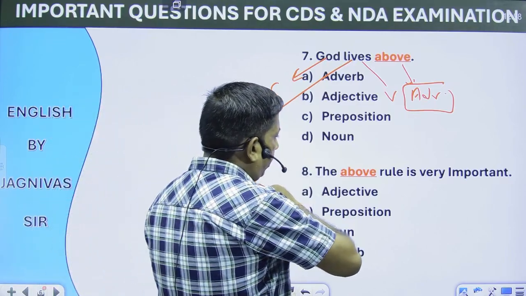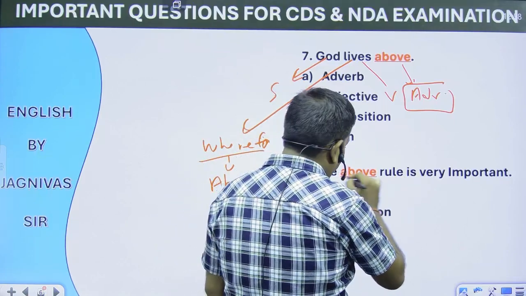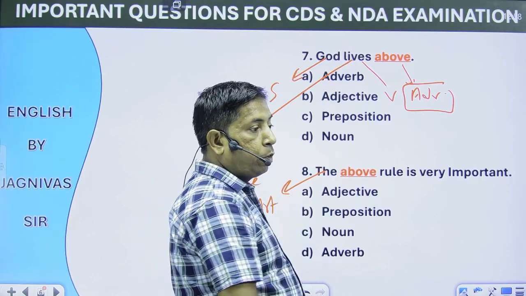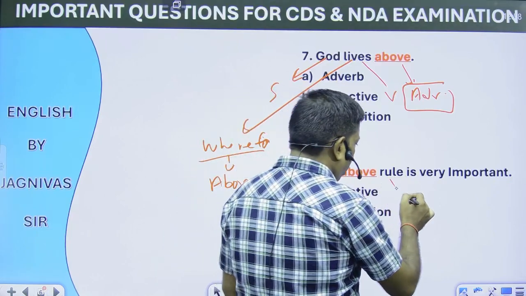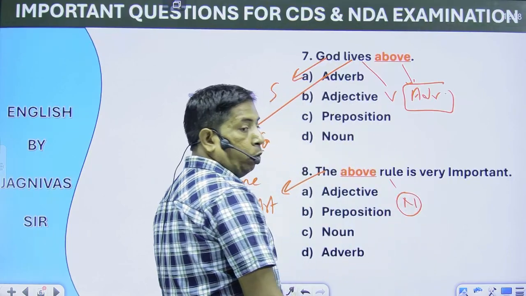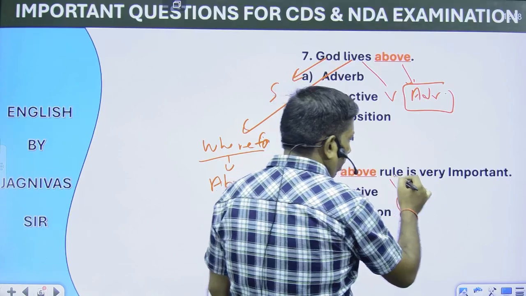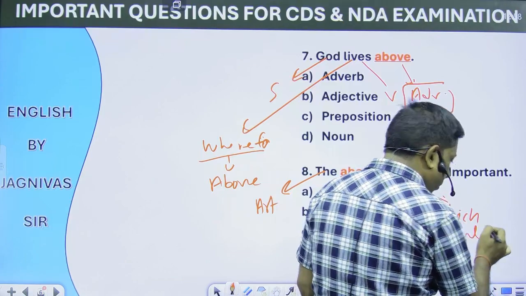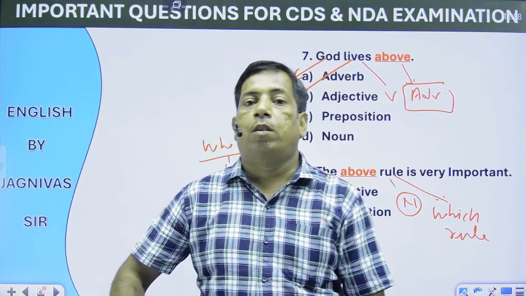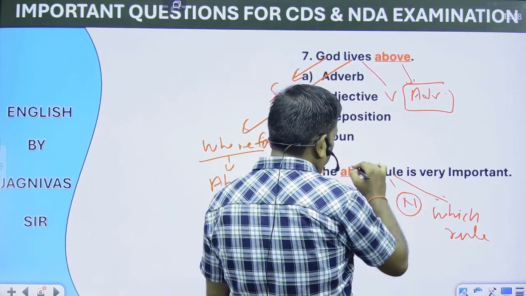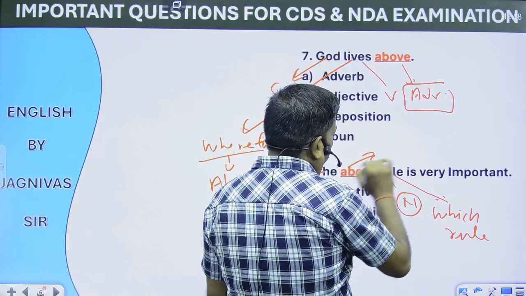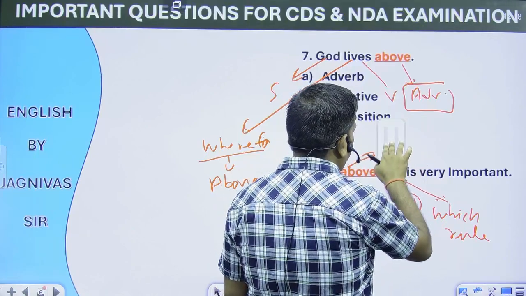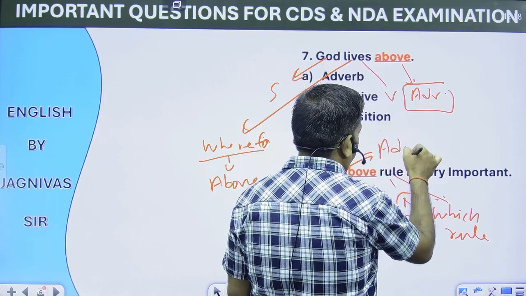If you ask in this sentence, the above rule, the article is used before nouns. This is the noun. Which rule? Ask here, which rule? If you ask which rule, the answer is above. This above is qualifying rule. That is a noun. So this becomes an adjective.